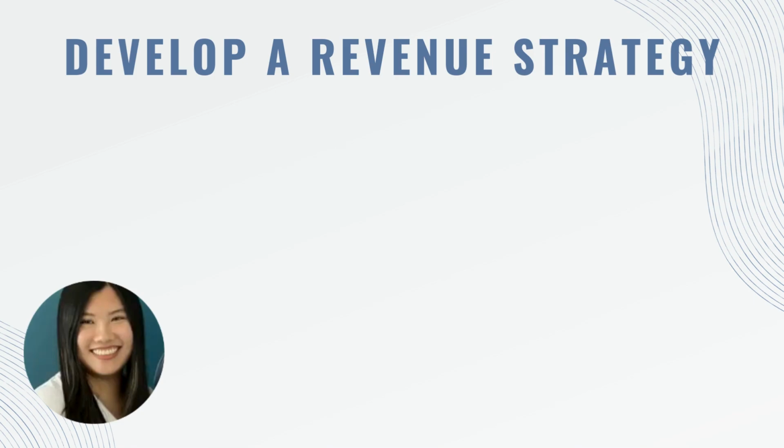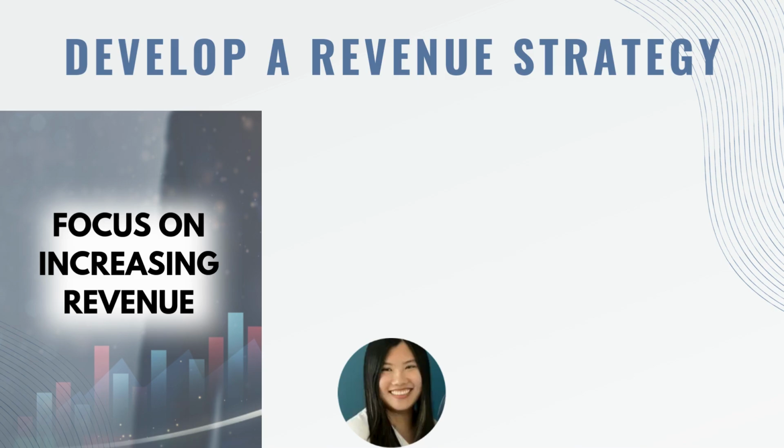For this slide, let's talk about developing a revenue strategy. Now here are three examples. The first one we have is focused on increasing revenue. That initial phase involves setting clear goals and identifying opportunities for revenue growth. It requires a strategic overview of your business and the market. Key activities in this phase might include setting revenue targets, analyzing current revenue streams, identifying growth opportunities, understanding market trends, and defining your value proposition.